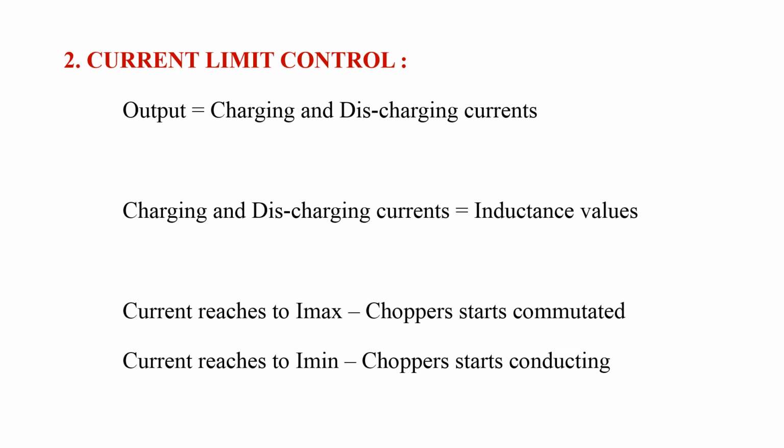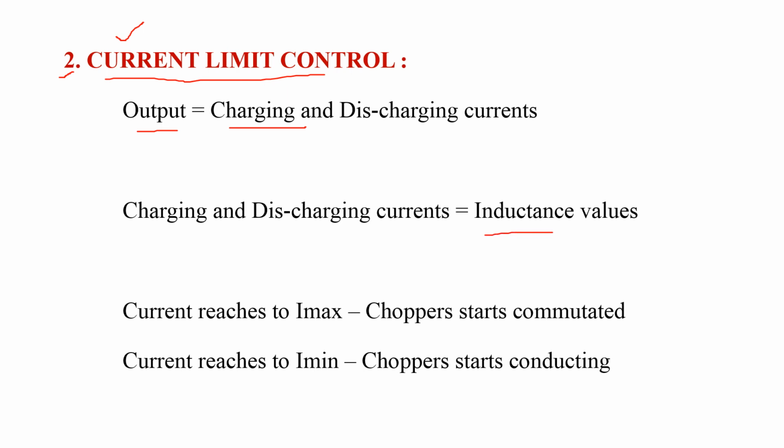Coming to second method for controlling the output voltage of chopper, that is current limit control. The concept of this method for controlling the output voltage is very simple. In this, the output voltage is controlled by controlling the current values. That is, the output voltage depends upon the charging and discharging currents of the chopper. Here charging and discharging currents depend upon the inductance value.